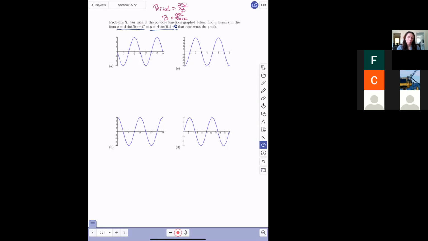C is the midline. We were able to determine the midline. Usually you could determine it just by looking at it. Sometimes you can't, and you have to add the maximum plus the minimum and divide by 2 to figure out where that midline is. Again, something that we've been doing. The last new piece of information we have to learn for this chapter is when to use sine or cosine.